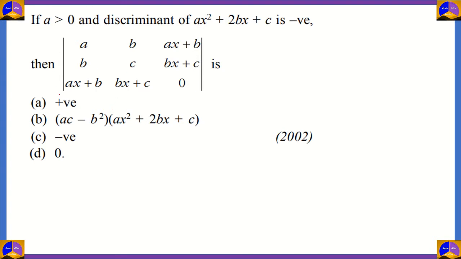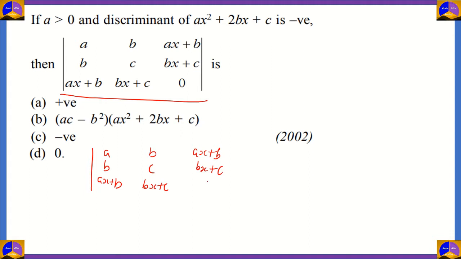So first we will write this big determinant over here. So we'll write a, b, ax plus b, first column. Second column is b, c, bx plus c. And the third column is ax plus b, bx plus c, and 0.